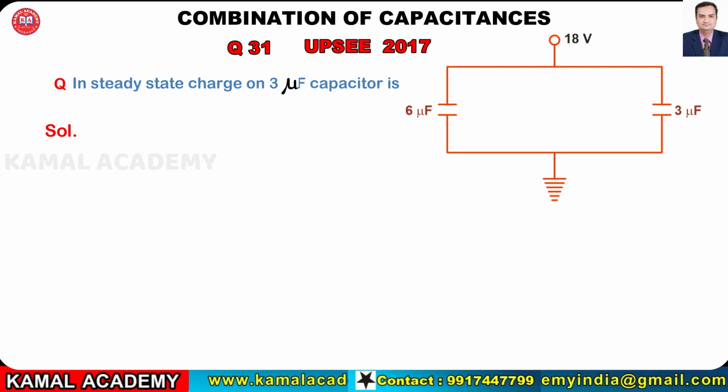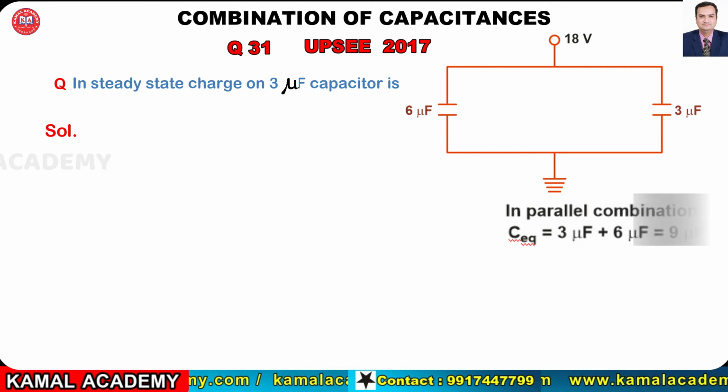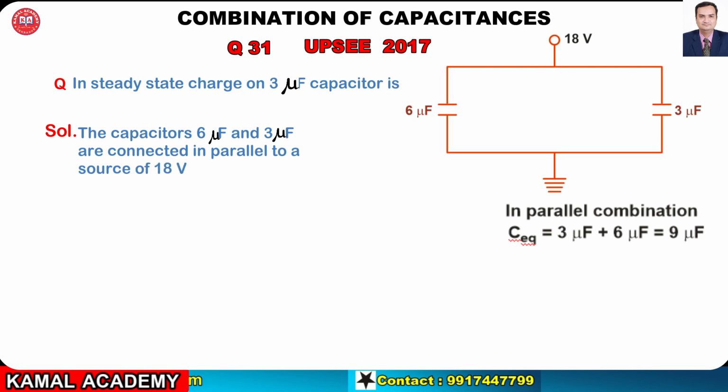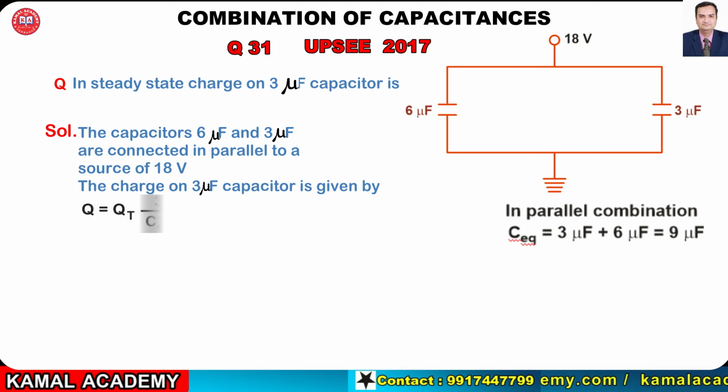Now in parallel combination, the equivalent capacitance is given by C equivalent equal to 3 microfarad plus 6 microfarad, which is the sum of these two capacitances, is equal to 9 microfarad. Now to determine the magnitude of charge on the capacitor of 3 microfarad, we divide the capacitance of 3 microfarad by the equivalent capacitance, and the ratio so obtained is multiplied with the total charge, which is accumulated on the plates of both the capacitors.